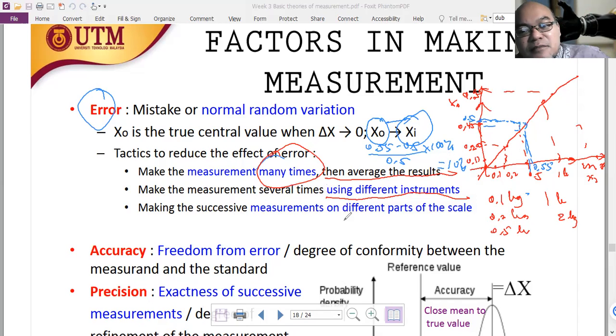Making the successive measurement on different parts of the scale. On this different part of the scale, you do the measurement also to reduce the error.